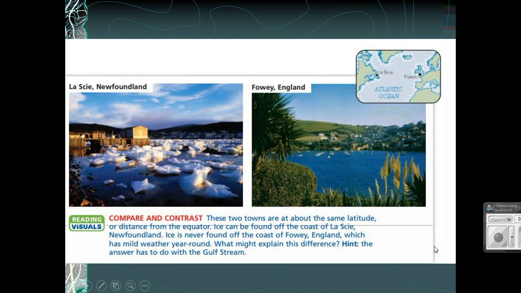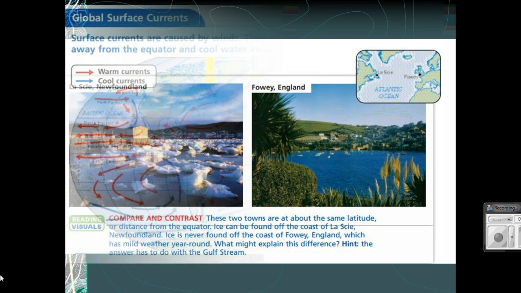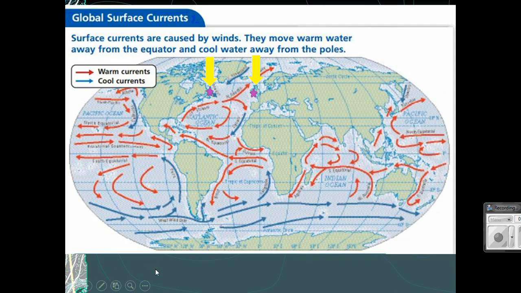So I said I wanted you to pay attention to that current going past the UK up here. This warm, nice current comes over this way. And we look at these two cities, and they're at pretty close to the same latitude. There's ice over here. Look at this, ice all the time off of Newfoundland. But over here, it's really nice. So when we look back at our currents again, we see the Gulf Stream comes all the way across to the UK and keeps it nice and warm.